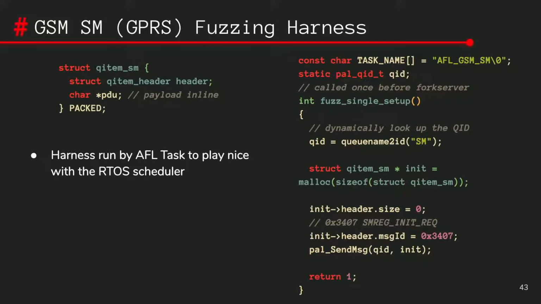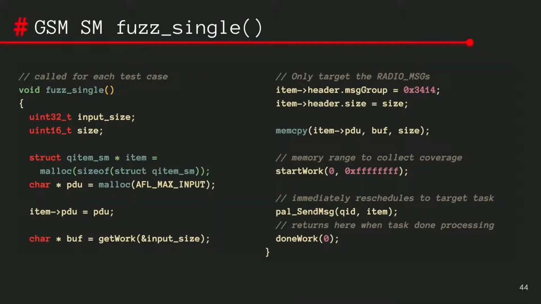This is important because we had to send an initial packet to the SM task, which would initialize it to the point where it would then be ready to receive radio messages. And it's important to note that our approach is skipping layers 2 and 1. It's jumping straight to layer 3, which saves us a lot of time with peripheral emulation. Here's the actual fuzz single. What it really does is very much the same.